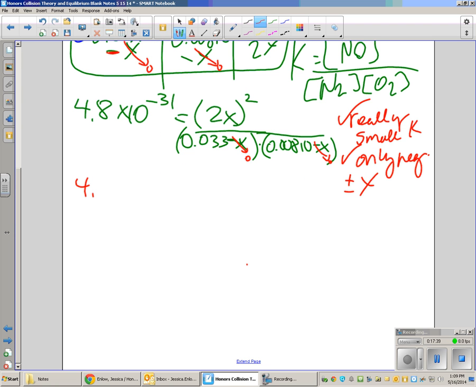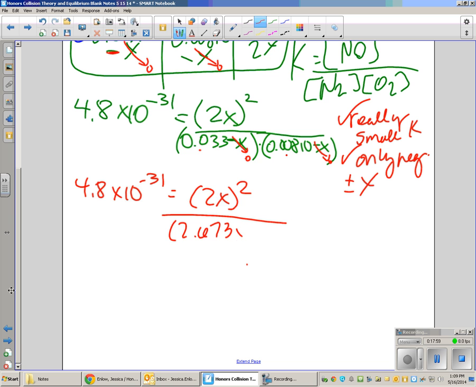Then we get 4.8 times 10 to the negative 31 equals 2x squared still, because that's the one we had to keep, divided by, what's the 0.33 times the 0.0081? What is that? Anybody? 2.673 times 10 to the negative 5th. Thank you. All right, so now how do I solve for x?